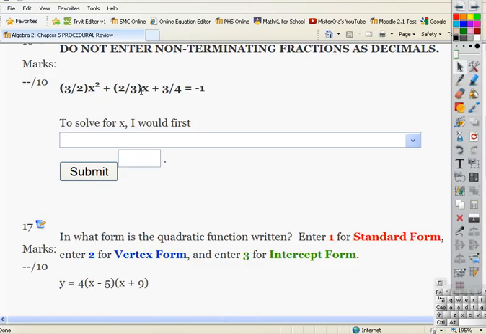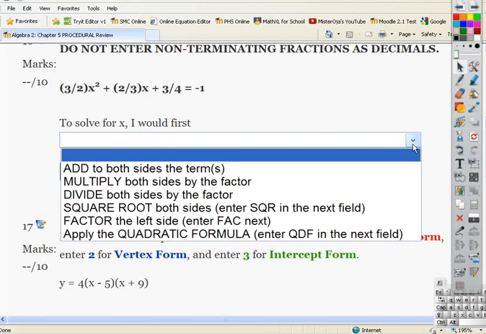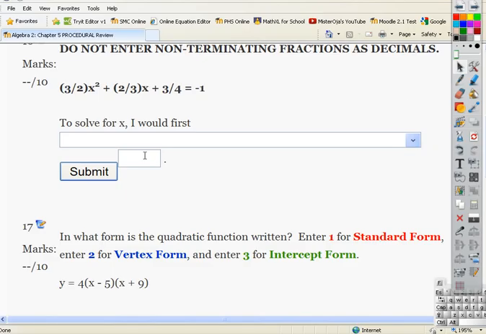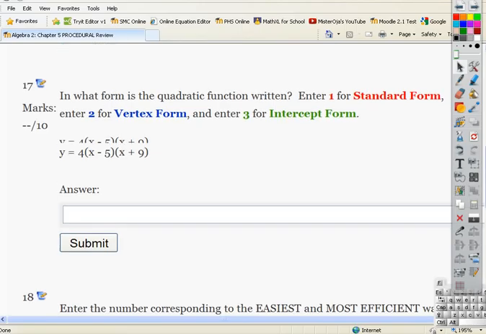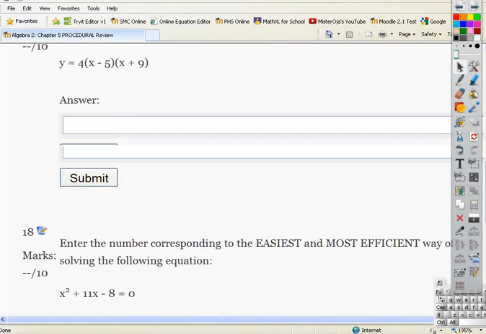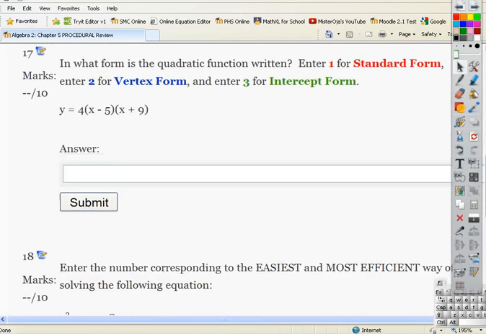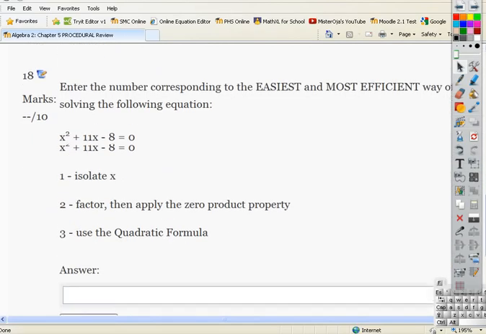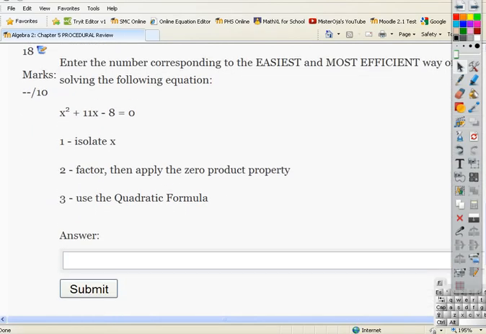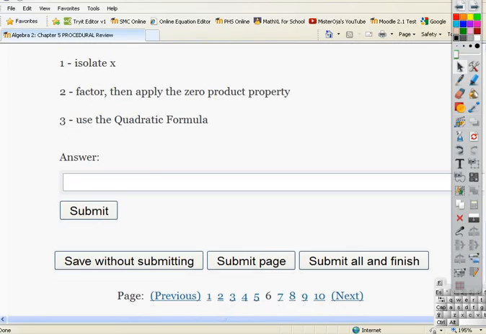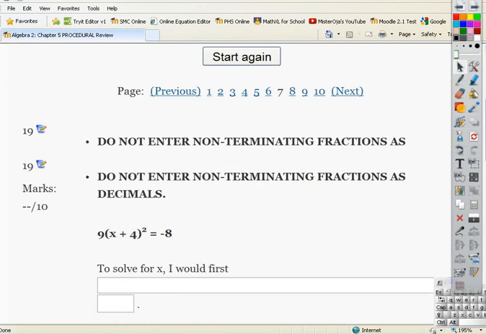Okay, what form is that in? Intercept. Right, everybody see that? It's factored. Okay, how about that? Quadratic formula. There are no two numbers that multiply to -8 and add to 11. Okay, what do you do there? Divide by 9? Then what would I do? Square root. Then subtract 1.